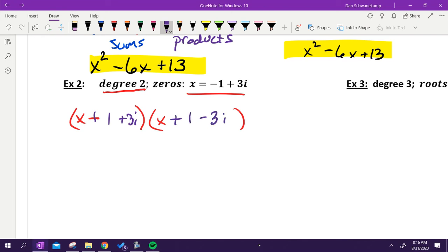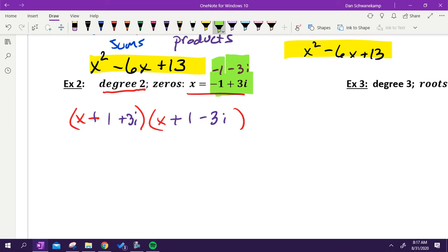Because if this is a root, so is this one. It's conjugate, buddy. Notice that the sign in front of the 1 didn't change. They're both plus 1, okay? Because this is both negative 1 here. The change is one of them is negative 3i and one of them is positive 3i. That's setting up my factors.